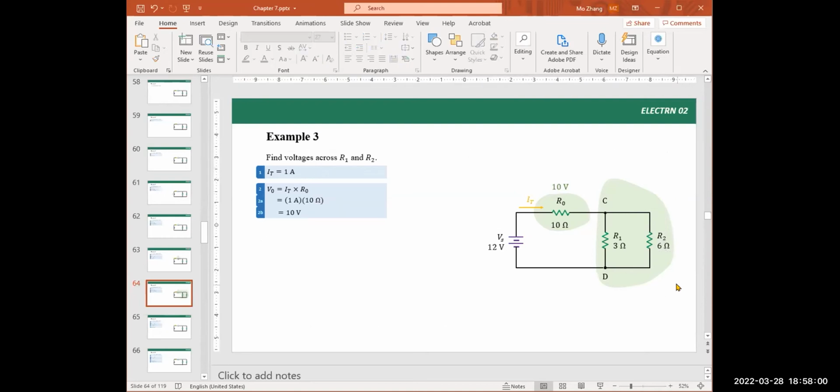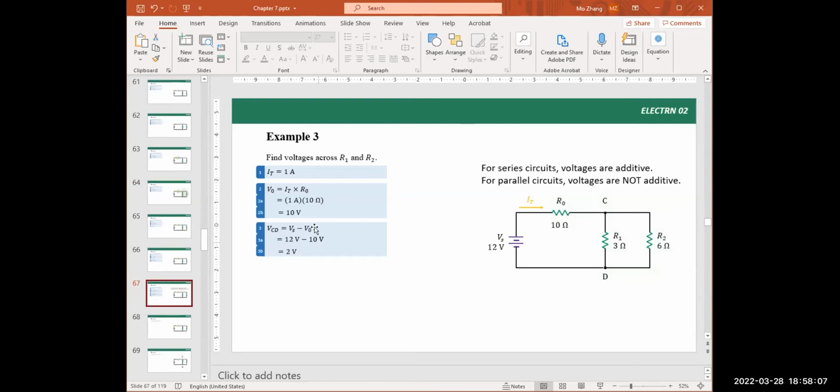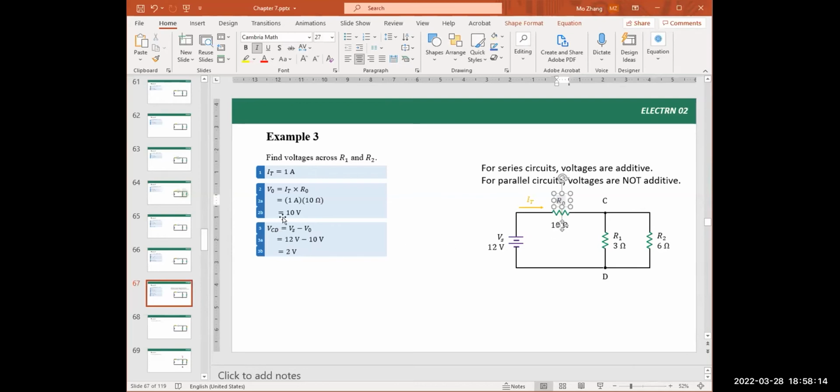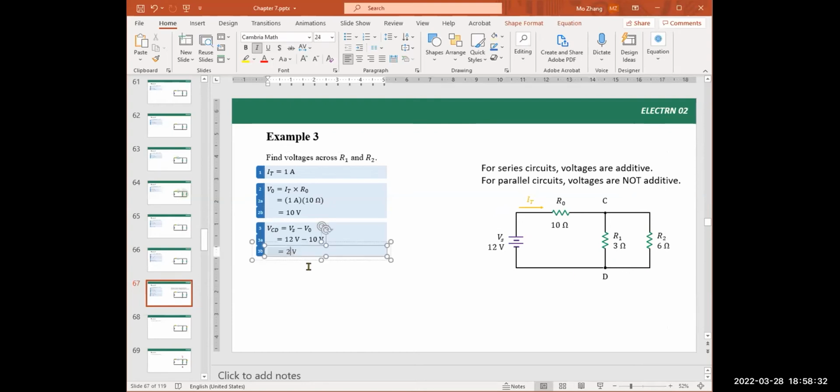Any questions here? So this is the final answer. But first, we know how much voltage drops on R0 is 10 volt, and then the VCD voltage measured from node C towards D is the total 12 volt by the source, subtract 10 volts drops here, the leftover, the remaining voltage is from C to D. So the answer is 2 volts.